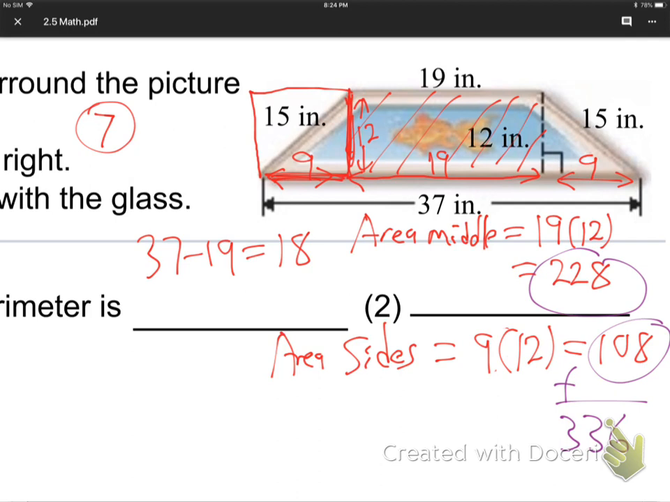On that. Is that good? So I never used the 15, did I?